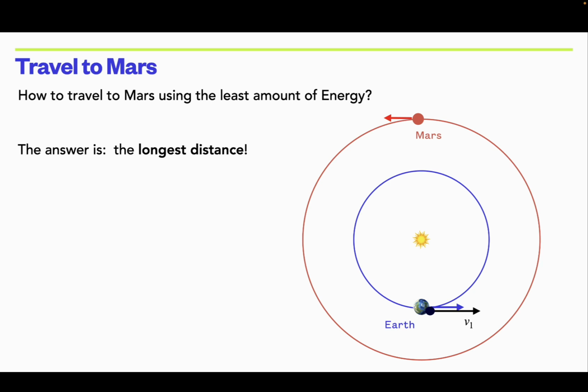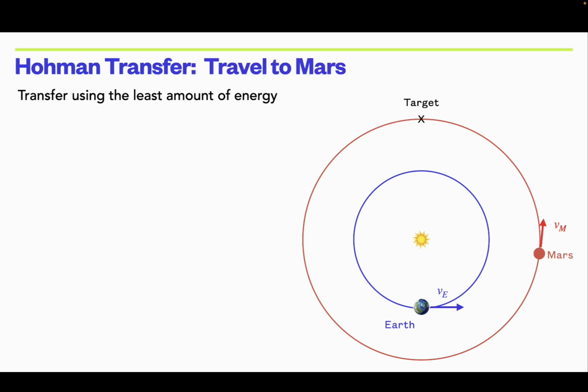The answer is that the path that uses the least amount of energy takes pretty close to the longest distance, which is a little counterintuitive. So if you want to get to Mars here, then the best thing to do is launch the space probe when the Earth is on the exact opposite side of the solar system to send it all the way around over to here. That's called a Hohmann transfer. And that's what this lecture is going to look at.